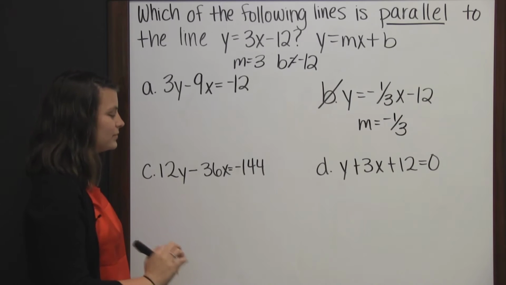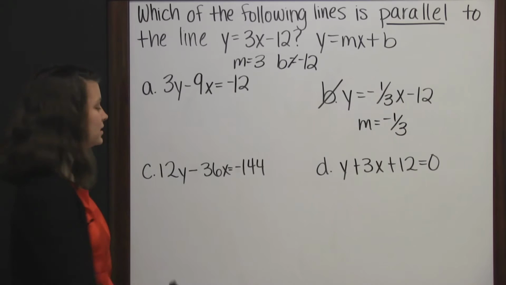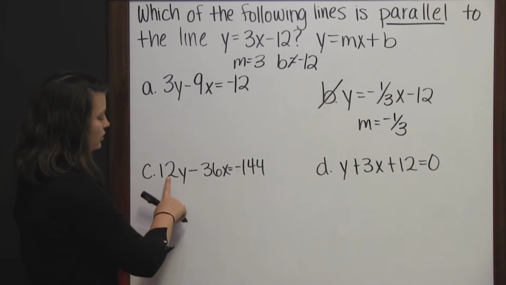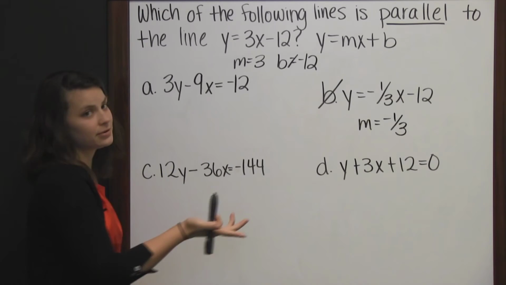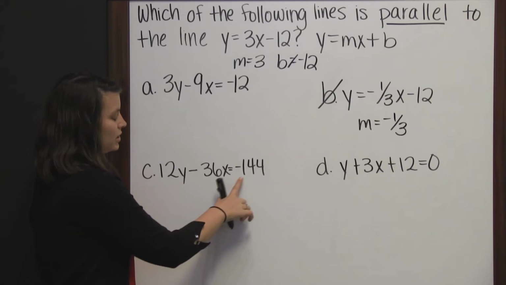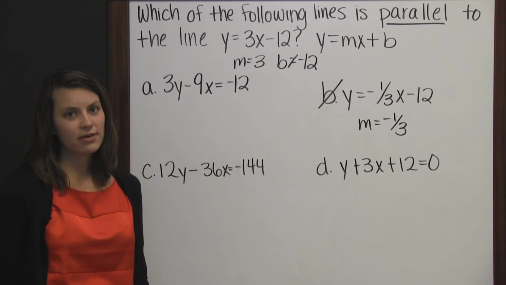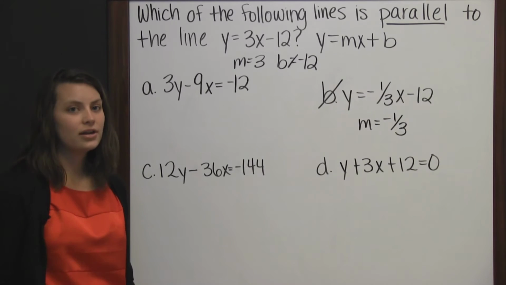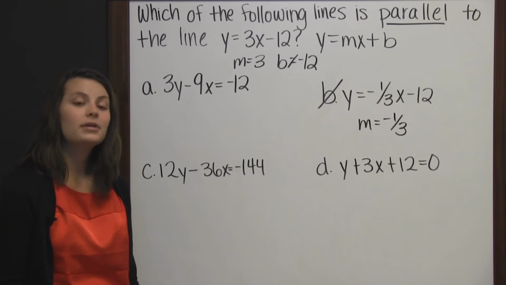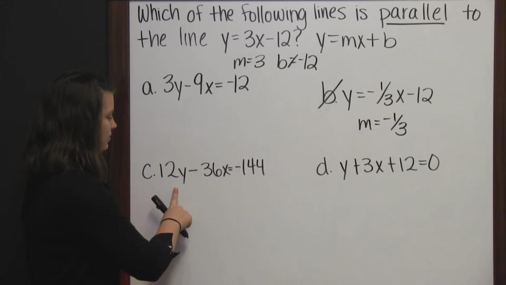C. This equation is not in slope-intercept form. It's in standard form, well, close to standard form, which is by minus ax equals c. And since it's not in slope-intercept form, we do not know the slope of this line. But we can find the slope of this line by transforming it.